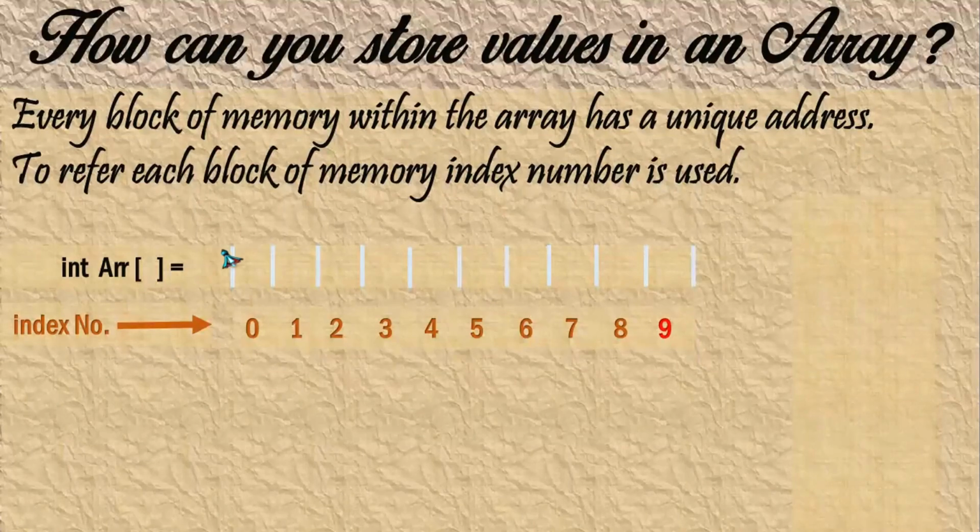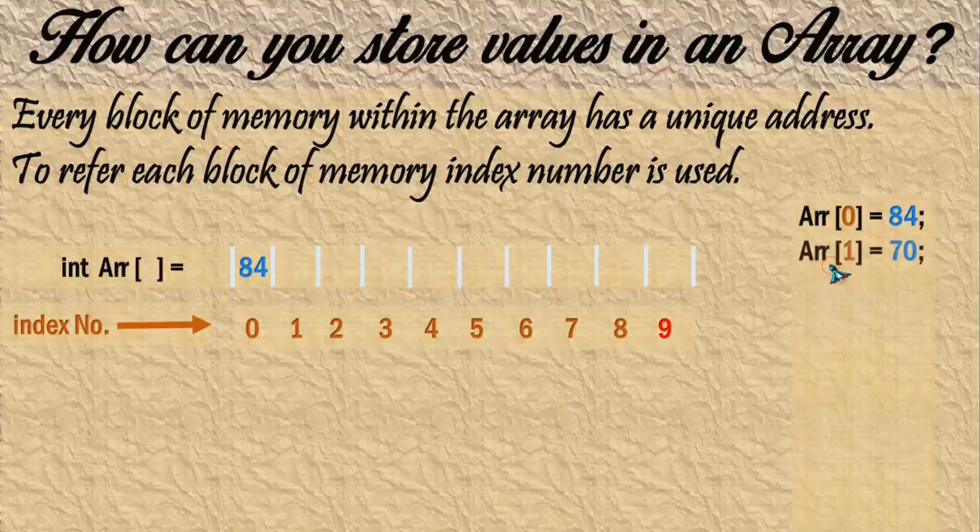To store the value in the first block, which has index number 0, we will indicate inside this symbol, that means the address of that index. For example, we have ARR of 0. That is the index number, and then I have given 84 as value. So 84 goes and stores in this place.